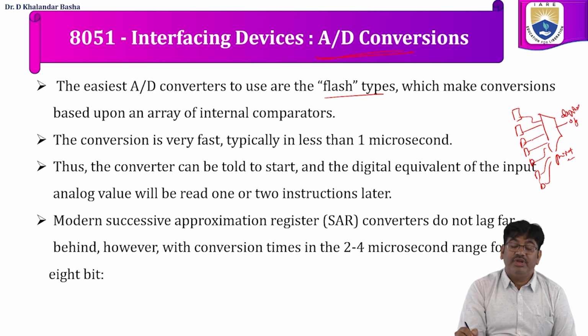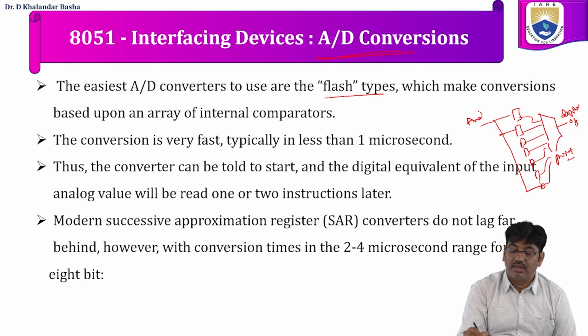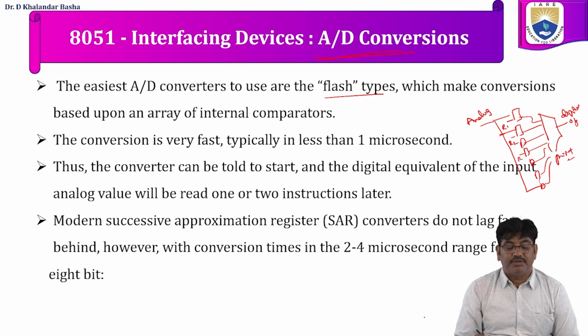What each comparator does is, one of its inputs is the analog signal and the second input is given a reference voltage. So R1, R2, R3, like this, you are going to have references. The conversion is very fast, typically less than 1 microsecond. Thus, the converter can be told to start and the digital equivalent of the input analog value will be read 1 or 2 instructions later.